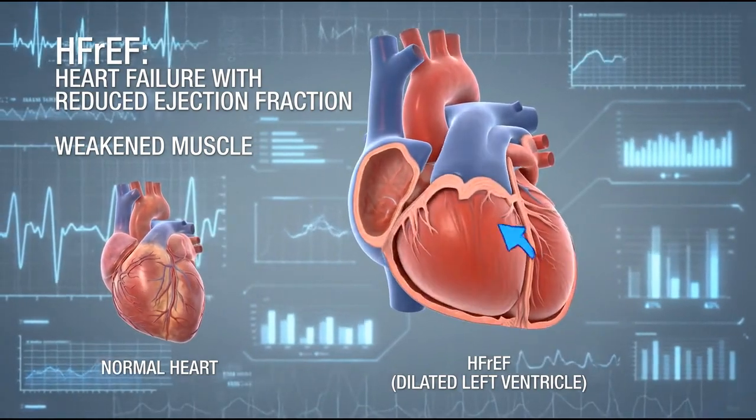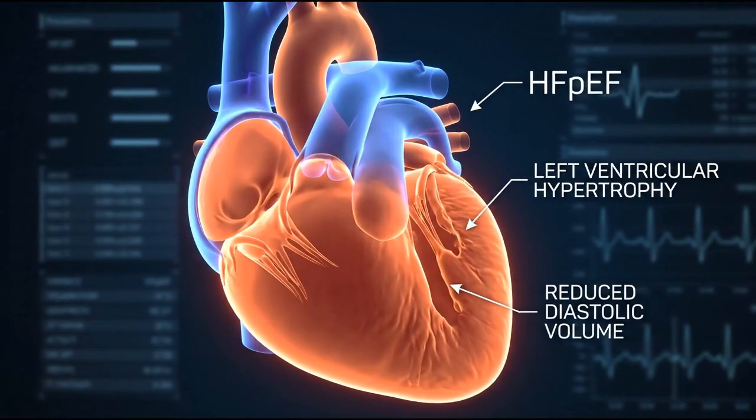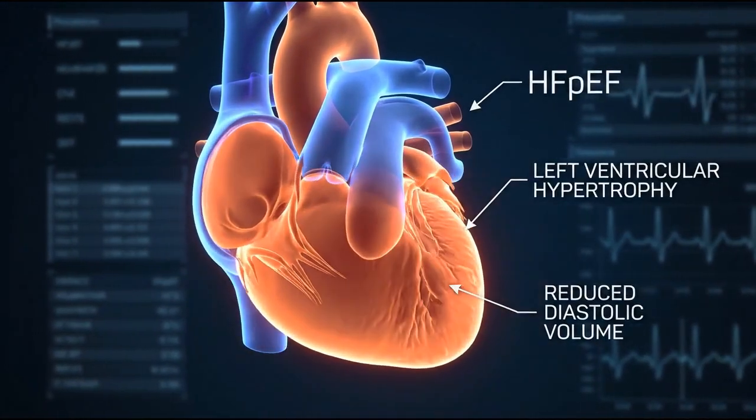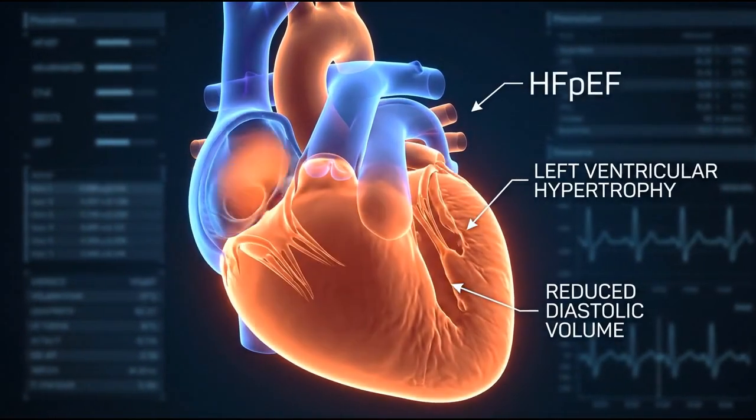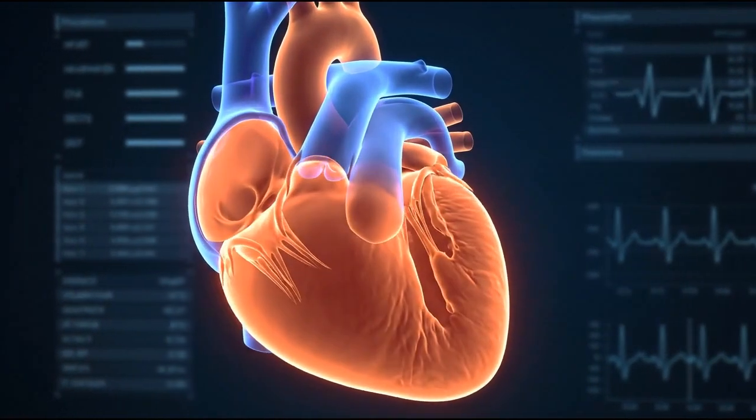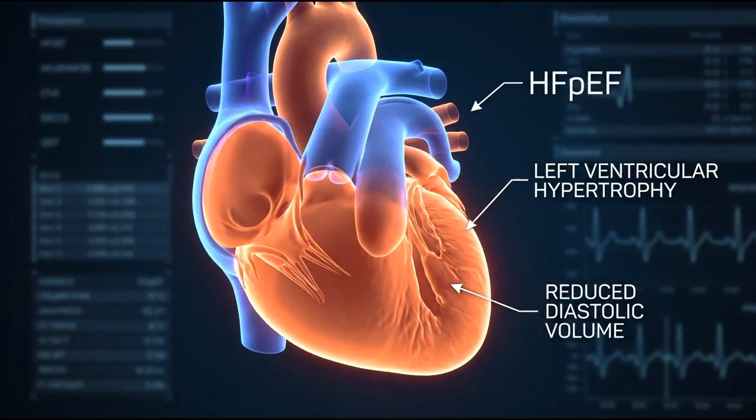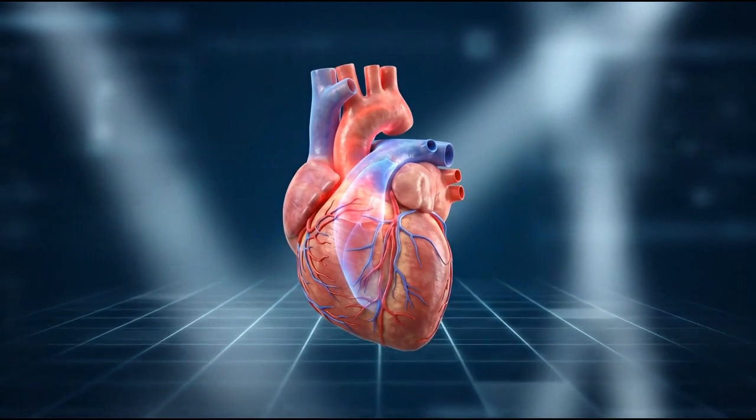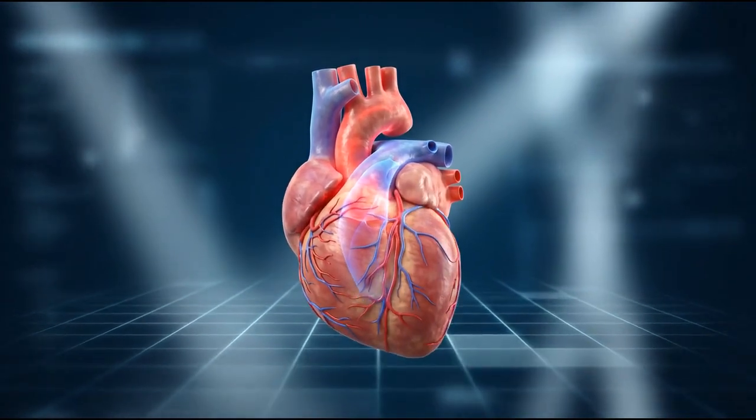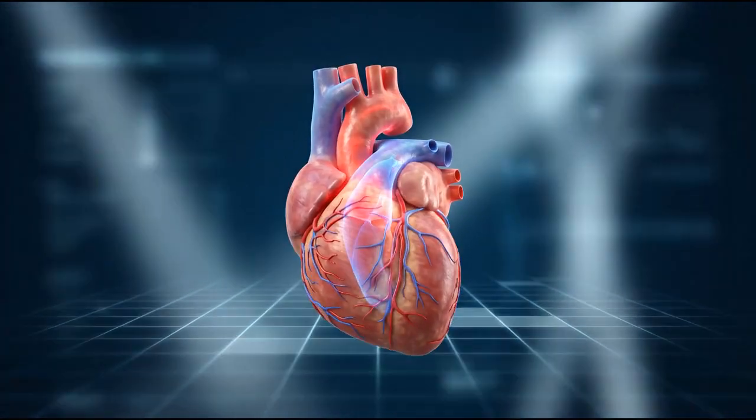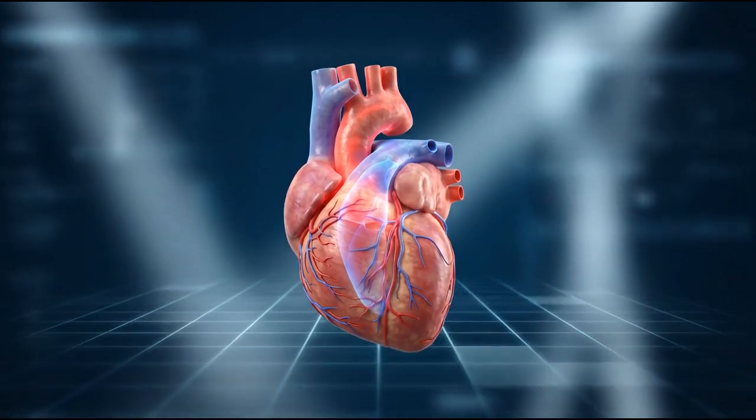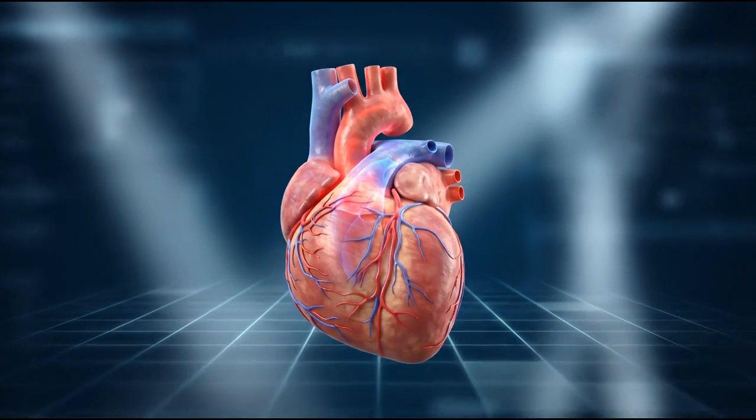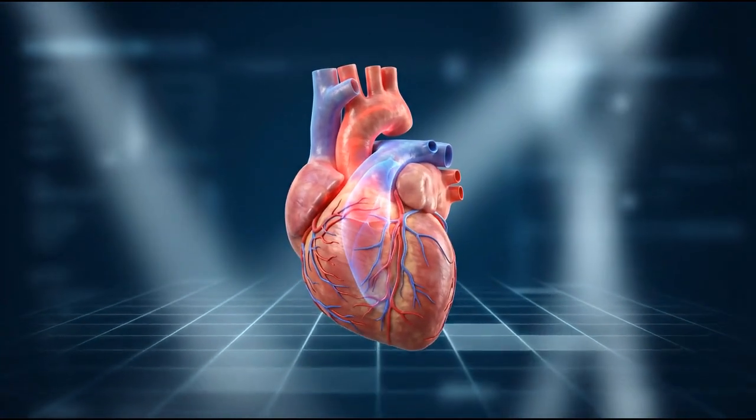HFmrEF, or heart failure with mildly reduced ejection fraction, is when the LVEF is between 41% and 49%. This category acknowledges a middle ground where pumping function is somewhat reduced, but not as severely as in HFrEF. HFpEF, or heart failure with preserved ejection fraction, occurs when the LVEF is 50% or greater. Here, the heart muscle contracts normally, but it's stiff and doesn't relax properly, preventing it from filling with enough blood. This is often called diastolic heart failure.